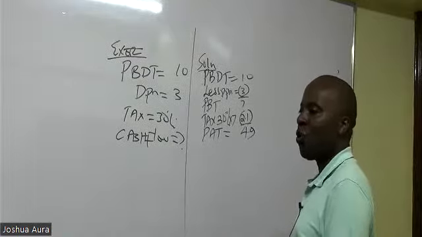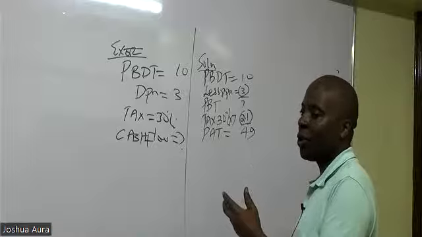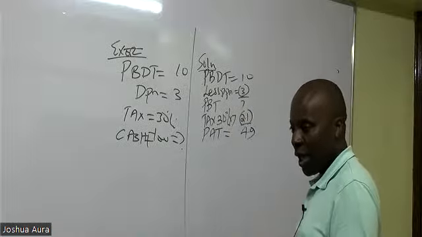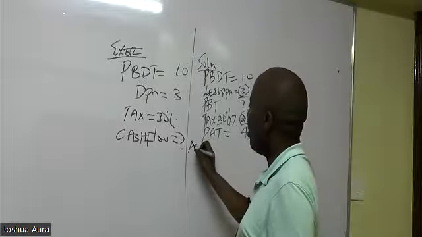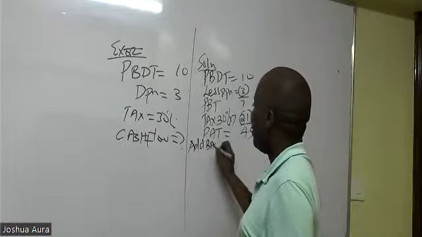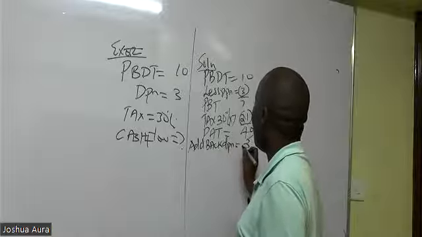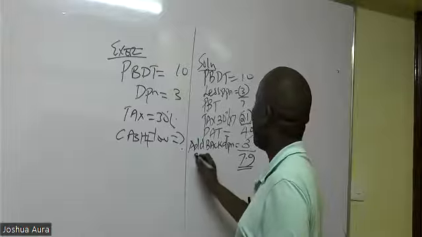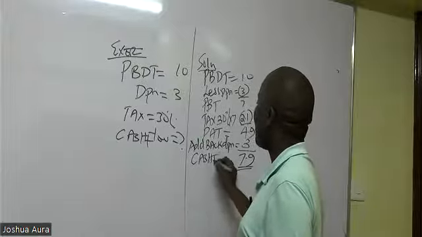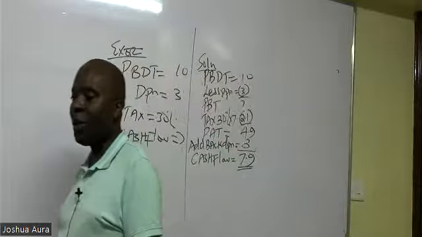Once I get profit after tax, I need to change now this straight away to cash flow. And how do I do this? I'll come and add back. You add back depreciation of 3. So 4.9 plus 3 gives me 7.9, which is our cash flow. So our cash flow per annum will be 7.9.